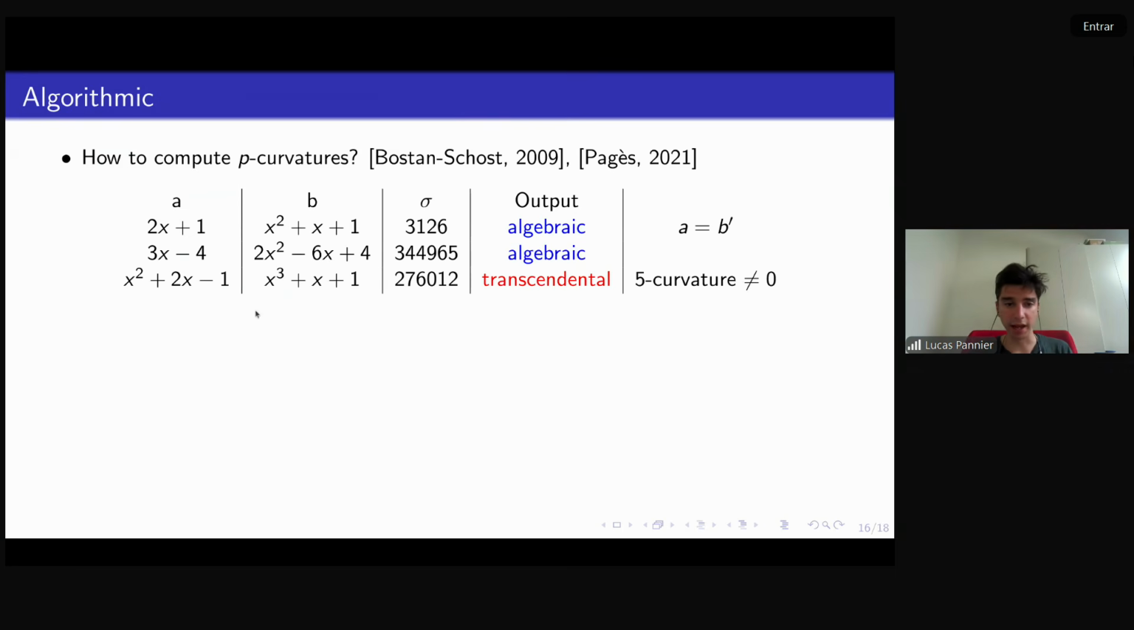So I can present to you 3 tests, very basic tests, using the first algorithm that I presented. If we take this A and this B, which is a very trivial case because A is equal to B prime, we know that the output will be algebraic. The sigma, the bound on the primes to check, is approximately 3000, and we can compute all p-curvatures in a few seconds only.